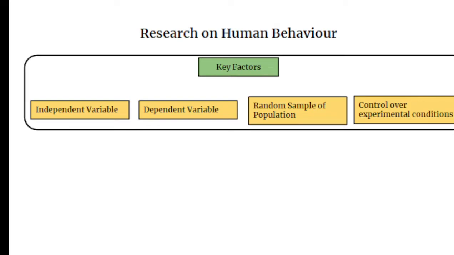So first is the research on human behavior, and the key factors are independent variable, dependent variable, and all of those. But let's take an example before that. Human behavior, as the word itself says, covers the whole aspect of how cognitive psychology affects human behavior. This is an experiment that was conducted by some researchers. They went to a restaurant and wanted to check whether the amount of mints or chocolates that waiters give to their customers affects the amount of tips they get or not.